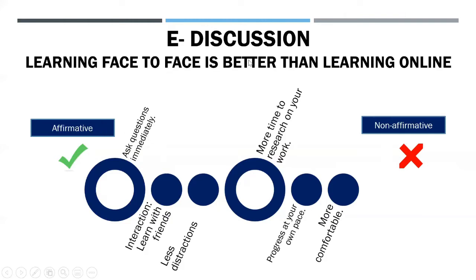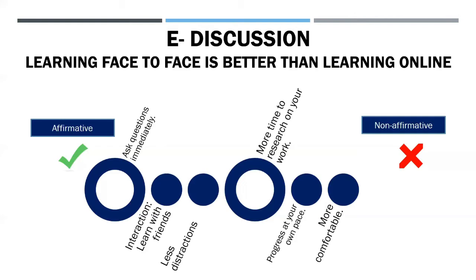Affirmative. Learning face-to-face is better because we can have better interaction. Interaction comes from the phrase to interact, which means to talk. You can learn with your friends and you can talk with your friends and study with them, play with them.